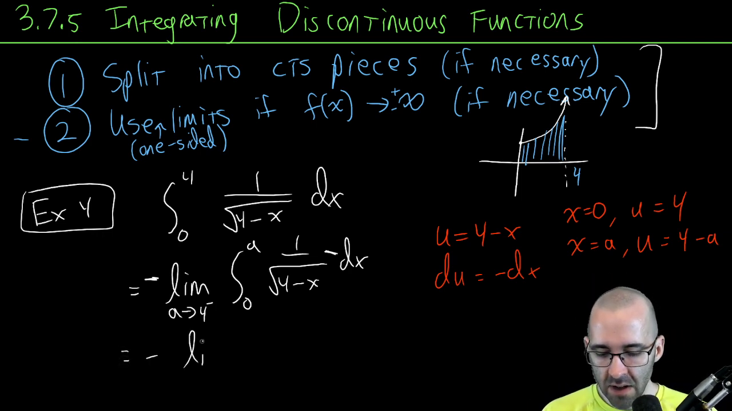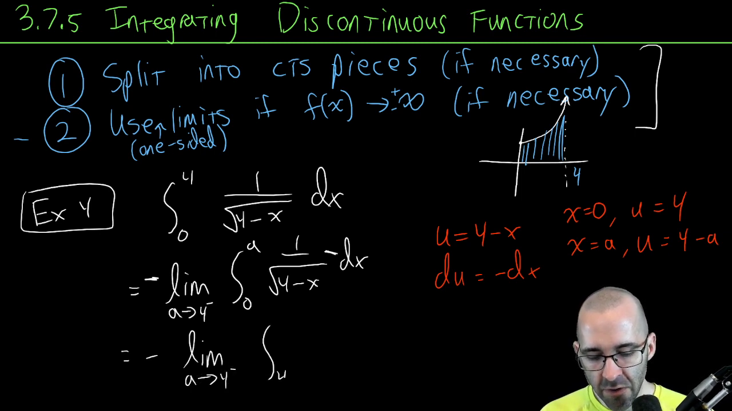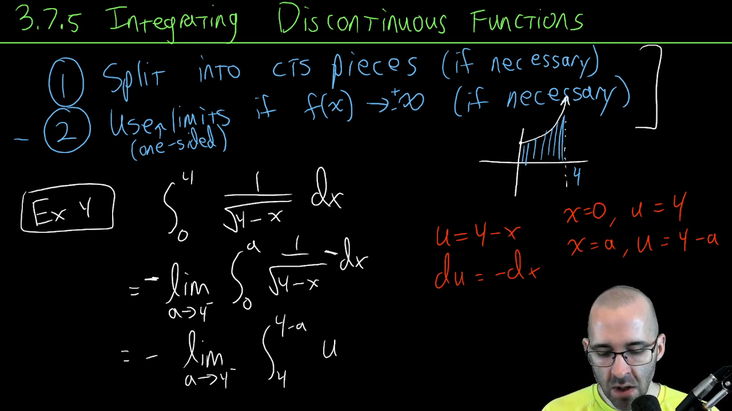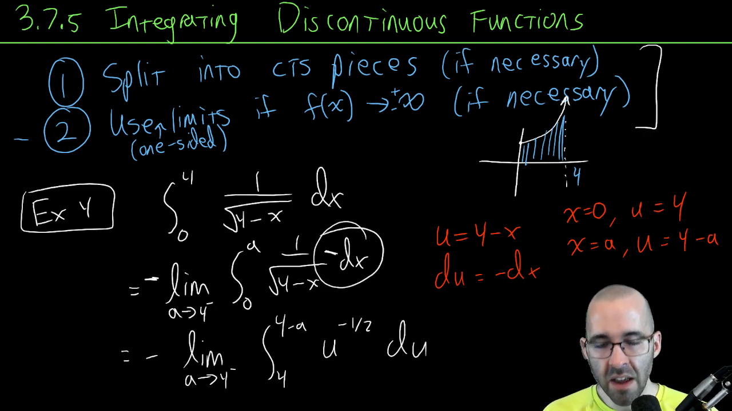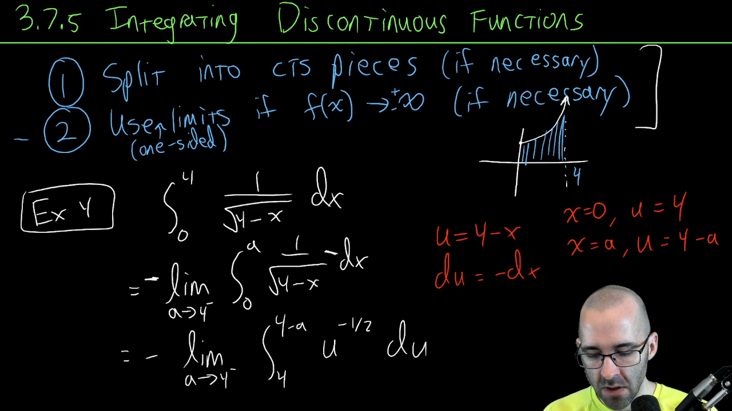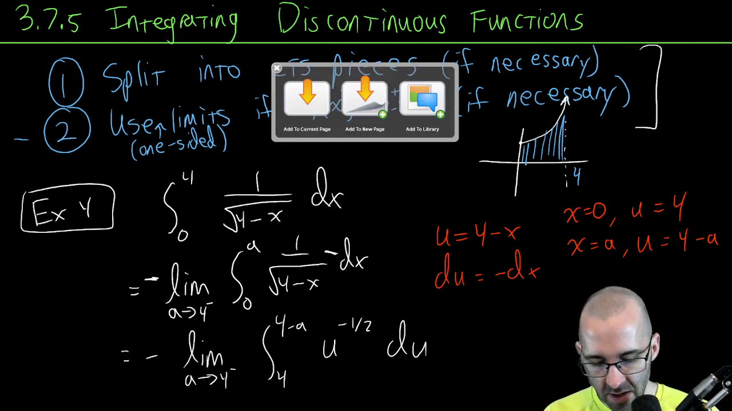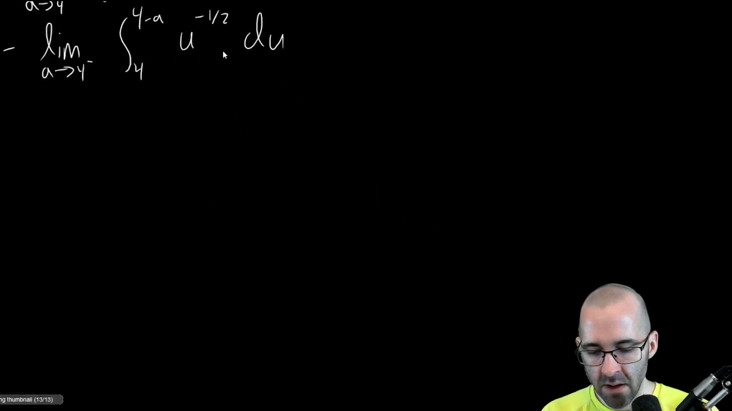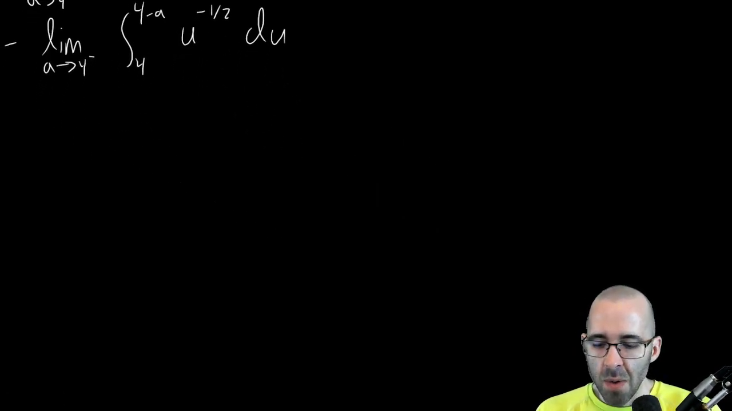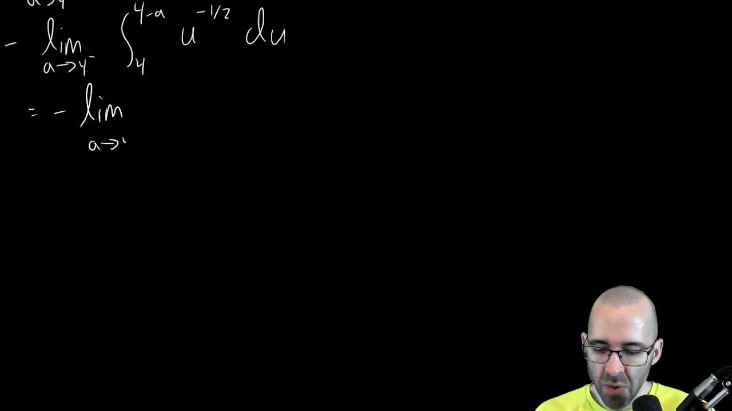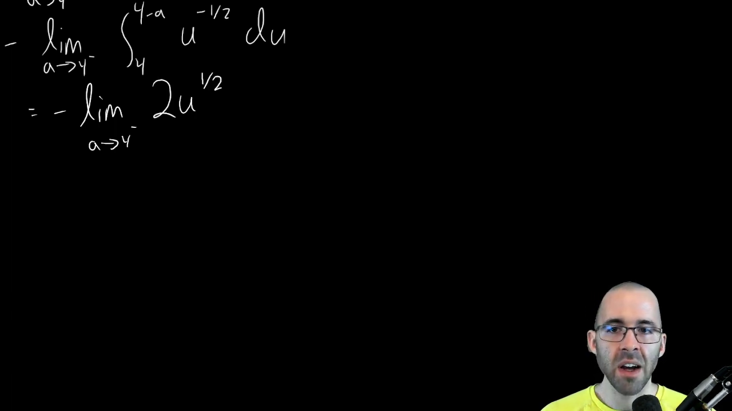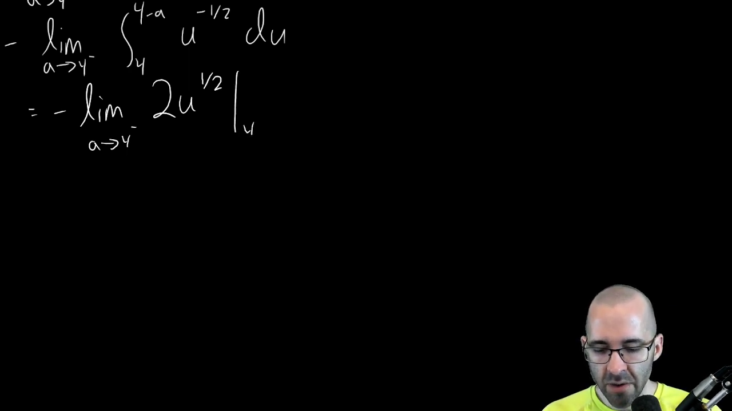So that gives us negative limit as a goes to 4 from the left of the integral now from 4 up to 4 minus a. And this becomes 1 over the square root of u, which is u to the negative 1/2. And this becomes our du. And now we can just evaluate it, no problem. Negative limit as a goes to 4 from the left of the antiderivative, add an exponent, divide by that exponent. Dividing by 1/2 is the same as multiplying by 2. Evaluated from 4 to 4 minus a.